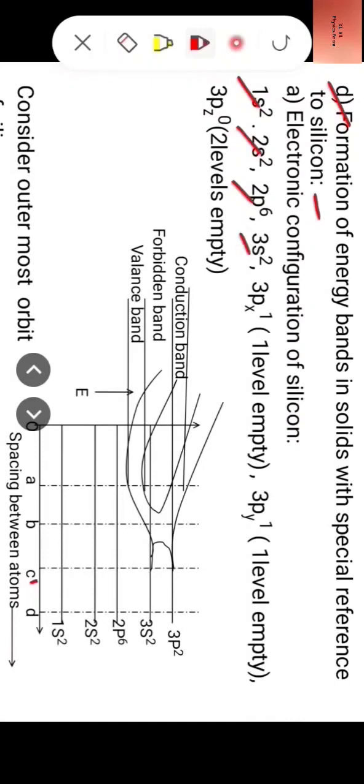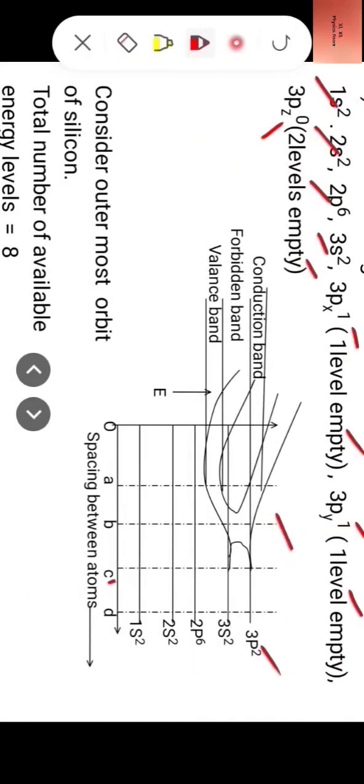3s2, 2 electrons in the 3s shell, and 3p2, 2 electrons in the 3p shell. 1 electron in 3px and one level remains empty. 1 electron in 3py, again one level remains empty, and no electron in 3pz, that is 2 levels are empty. So this is how electrons are distributed in various shells of silicon.